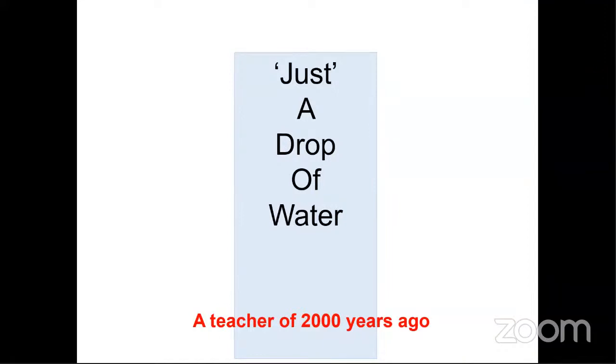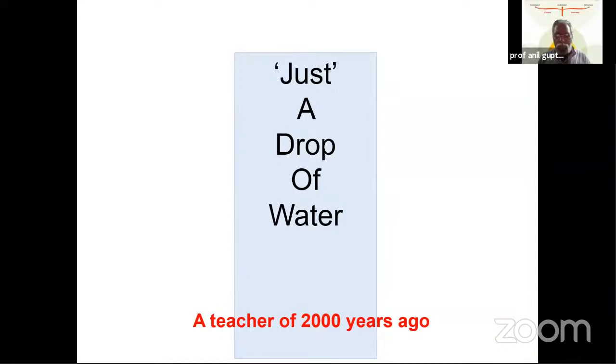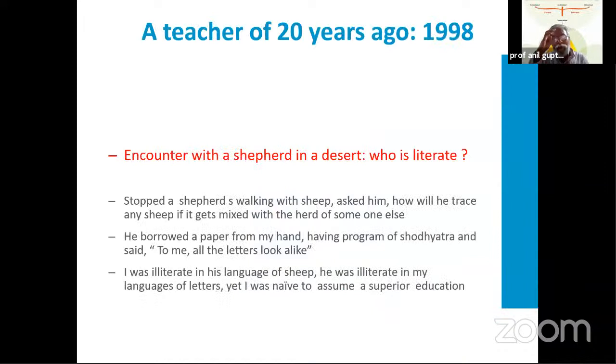And we need to learn from that. Now we'll go to a teacher we met only 20 years ago. So there was a shepherd who was walking with a herd of about 200 sheep. Tall fellow, tall, lanky fellow, walking in a joyful mood. He was humming some music. So we waved a hand. Bhai, rukna zara ek minute tumse baat karni. Will you please stop? We want to talk to you.